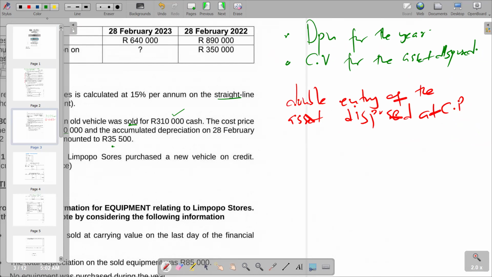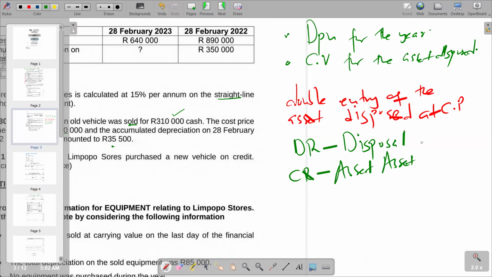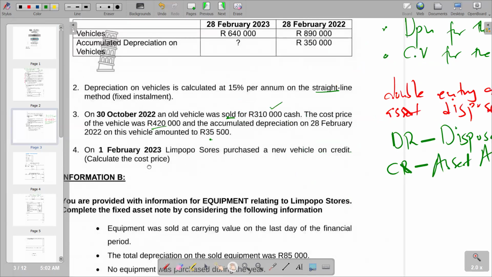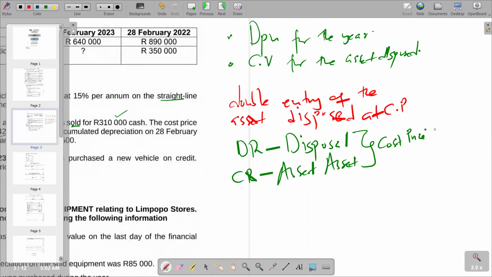So how do we do the double entry? We debit the disposal account at cost price, and then we credit the non-current asset account, which in this case is vehicles. This is the double entry at cost price. The cost price that we have is 420,000, so we make this double entry using 420,000. Looking at the requirements of the question, we go to the debit side of the disposal account and we enter 420,000.